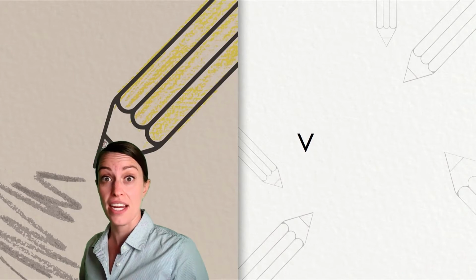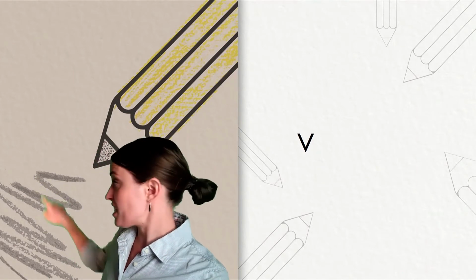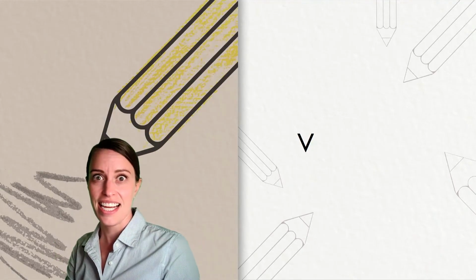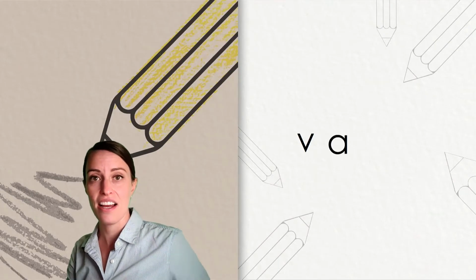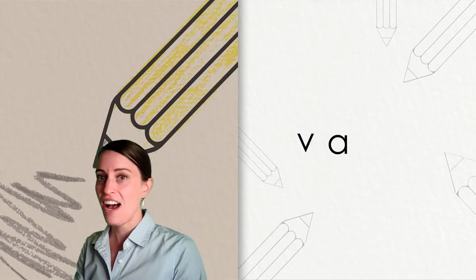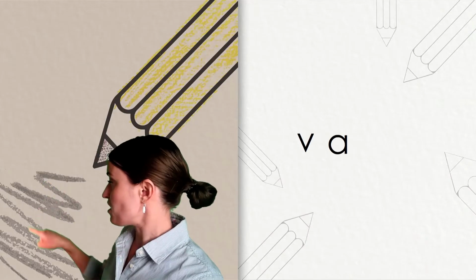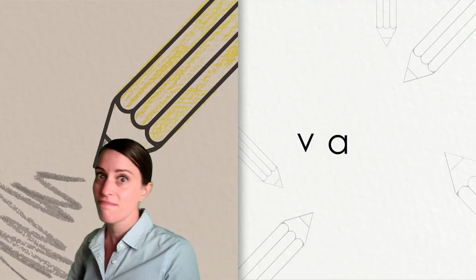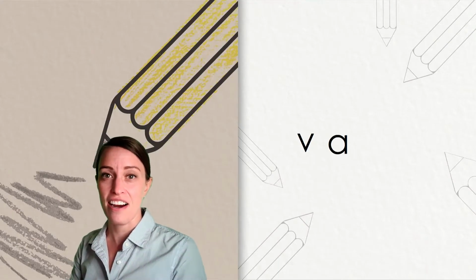To write the lowercase v, you start at that middle dotted line, slant down, slant up. Next, in the word van, we have an A. Let's get it. Here we go. It starts like a C. Pull back and around, up and down. Are you skywriting with me? Let's write our final letter.